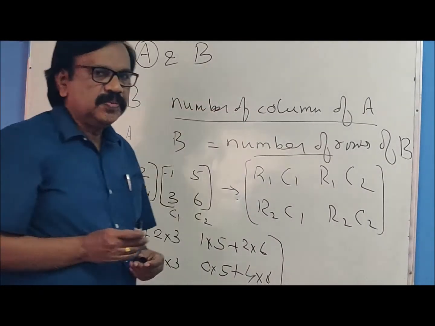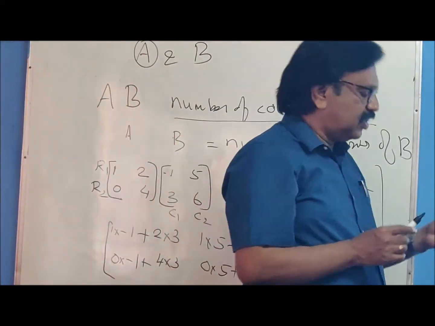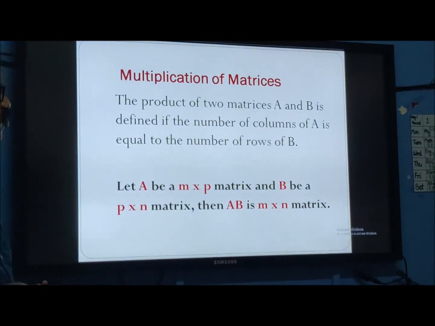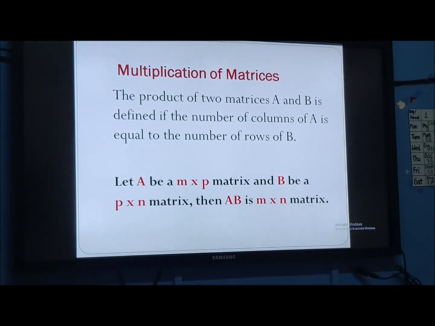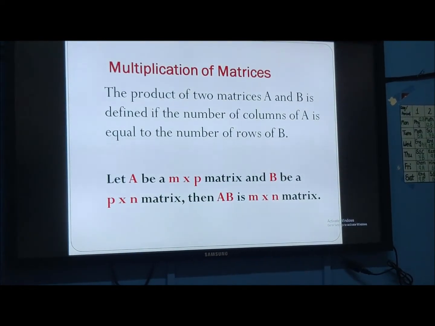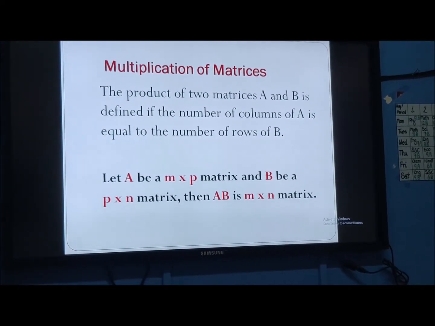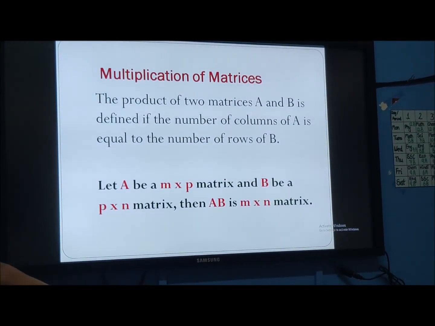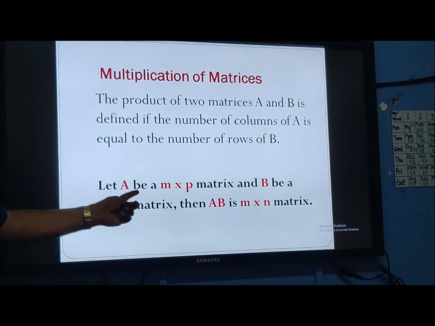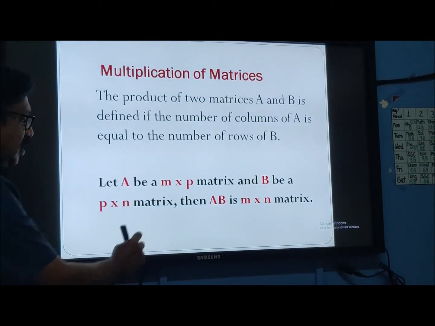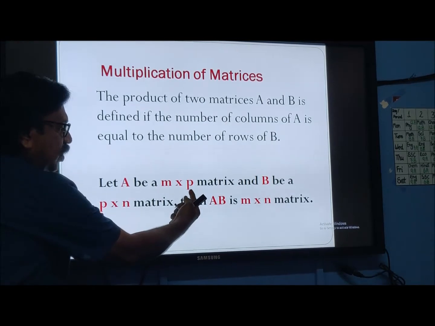You can see here also that the product of two matrices A and B is defined if the number of columns of A is equal to the number of rows of B. We will see this condition through many examples also. If A is an M by P matrix and B is a P by N matrix, what is the number of columns of the first one? P.